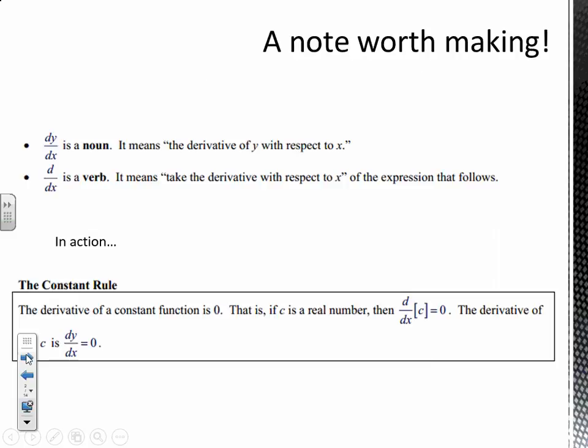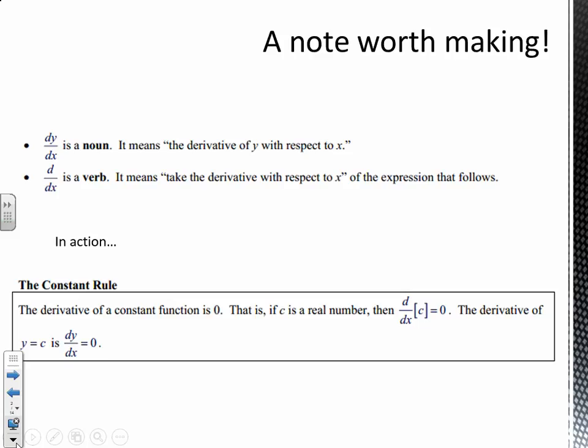I know we talked about notation on Thursday, but I want to remind you, dy dx means the derivative of y with respect to x. When you see a d over dx, it's a verb, meaning, hey, take the derivative with respect to x of whatever is after it, right? We kind of talked about that notation on Thursday, but it's been 3 days, so you may have forgotten what I said.